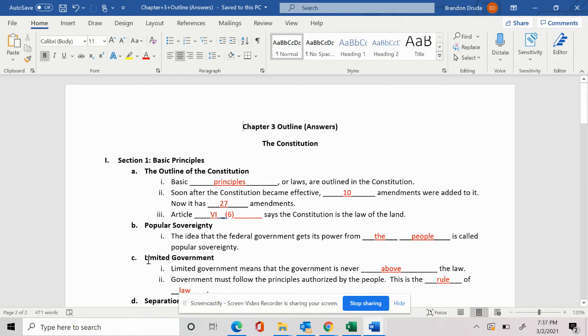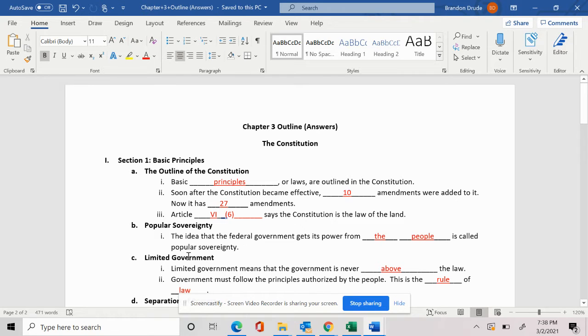The second principle is limited government. Our founding fathers were so afraid of people getting way too much power, so they said there needs to be limited government. Tying into popular sovereignty, the people decide how much power the government gets. It has to be authorized by the people. And the idea is that the government is not above the law. They have to follow the same rules. They have to follow what we follow.